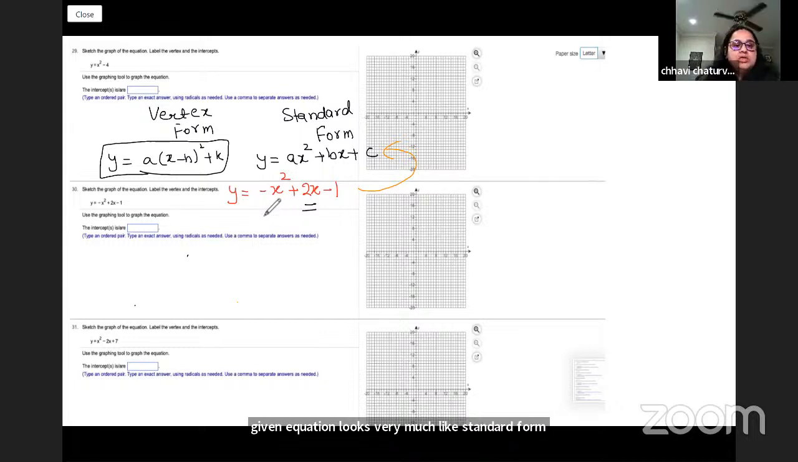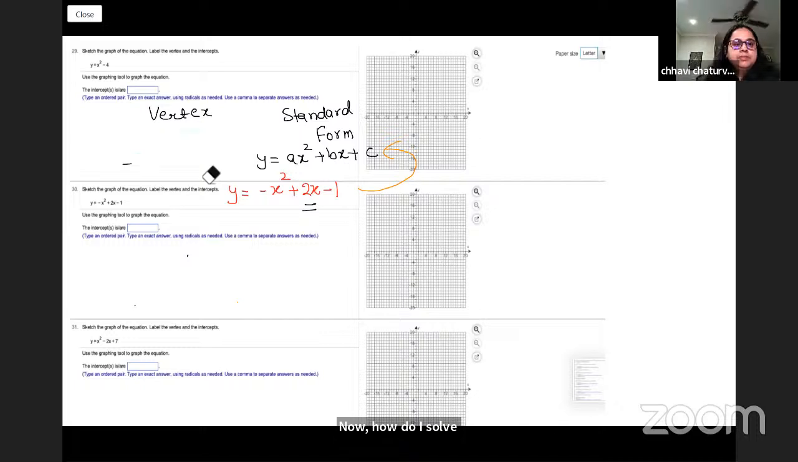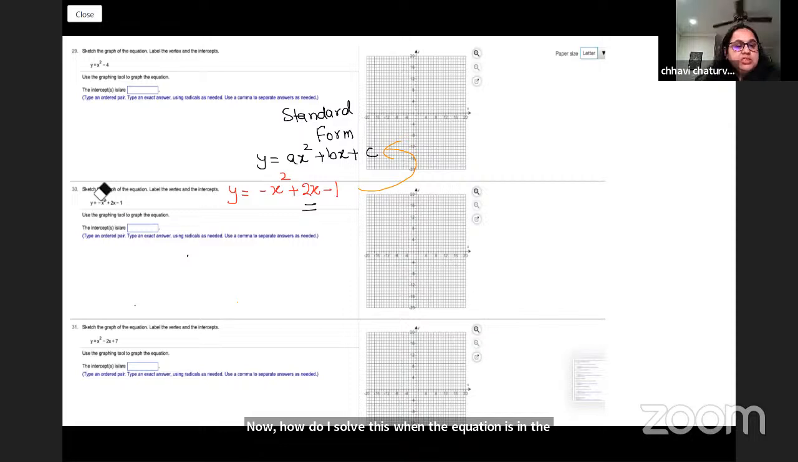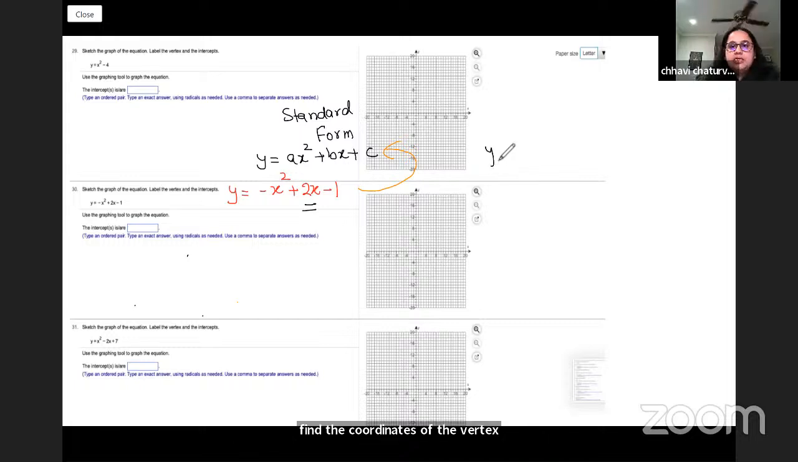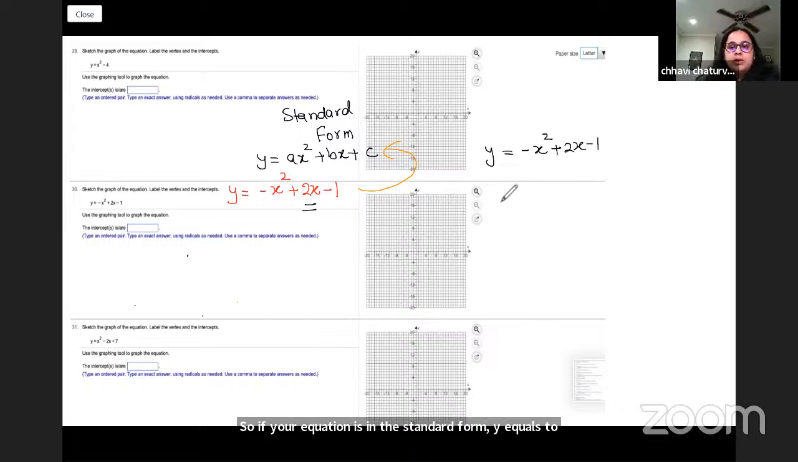Now, how do we solve this when the equation is in the standard form? The process after finding the coordinates of the vertex is exactly the same. The only difference is how you find the coordinates of the vertex. So if your equation is in the standard form, y equals -x squared plus 2x minus 1, then you will start by finding the axis of symmetry.